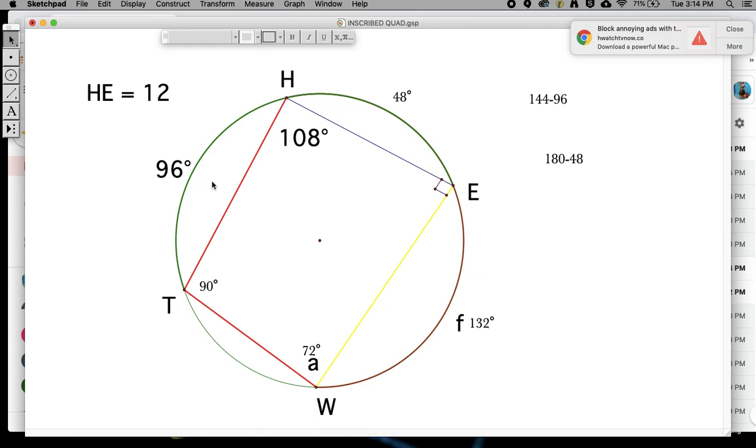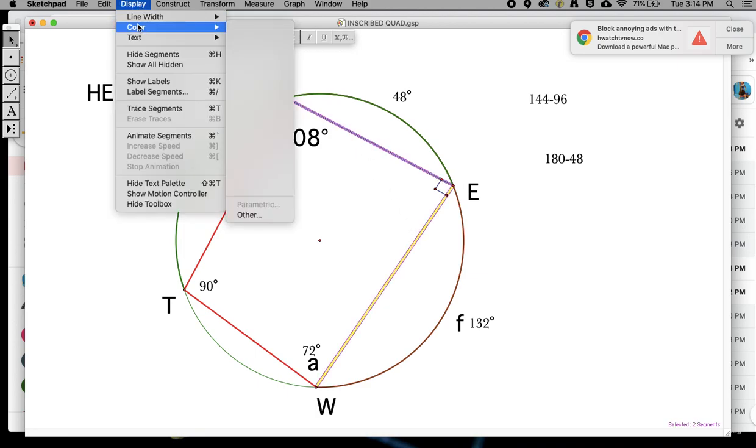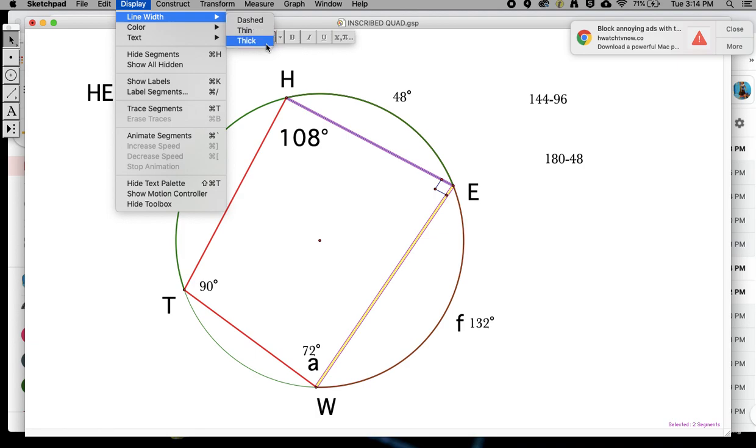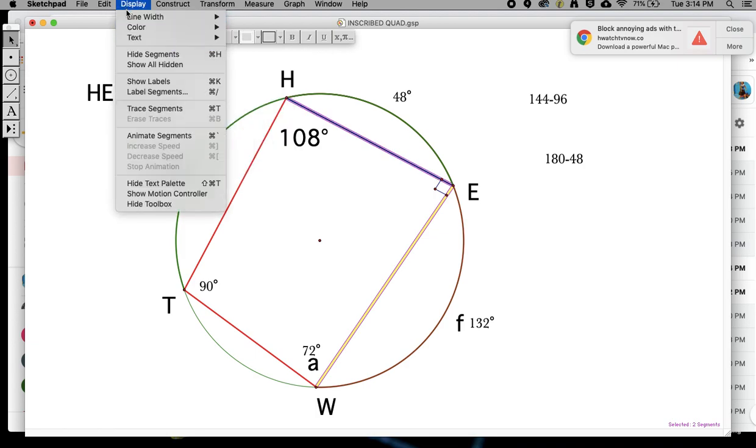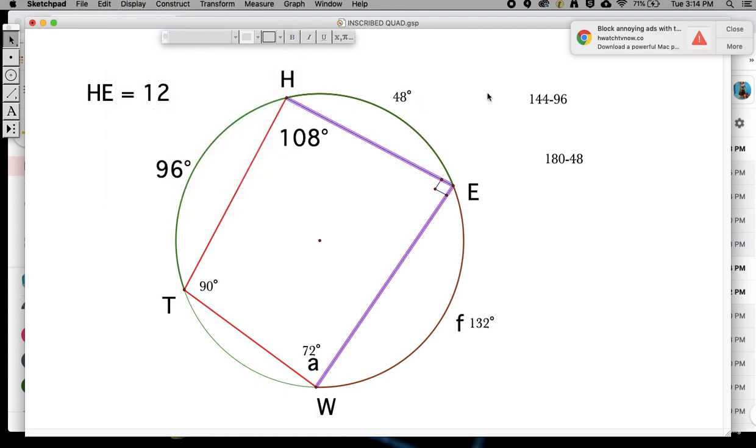And again, to find the measure of arc TW, it is being combined with HTW. So HTW intercepts this angle right here, which is this guy here. We're going to go display, line width, and go thick on this one too. I hope some of you who were struggling with seeing it are starting to see it a little bit better. That's going to show us that this is the arc here.